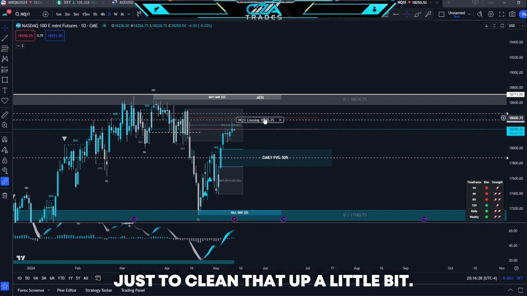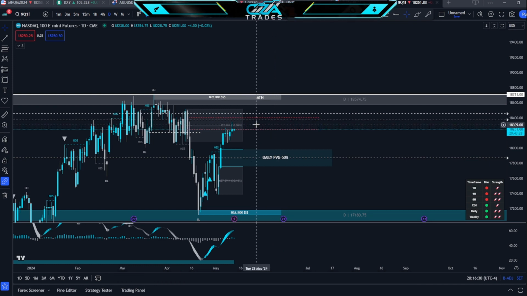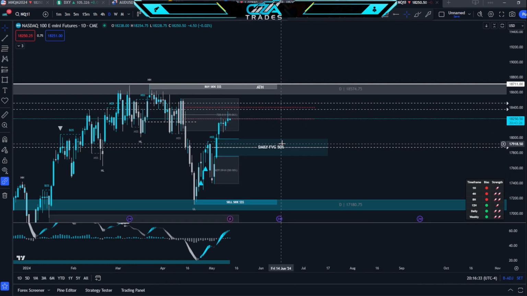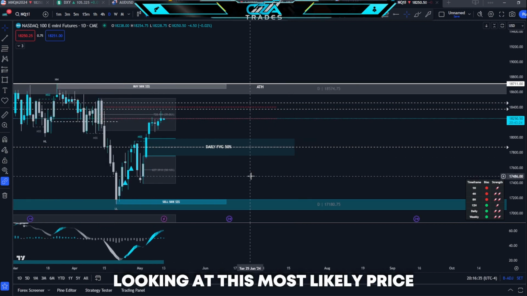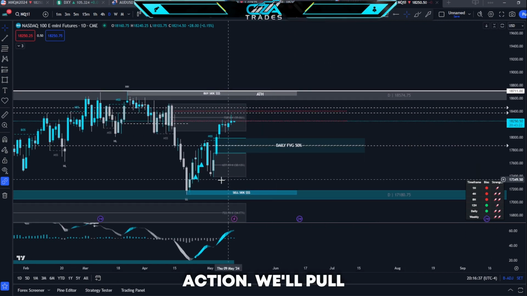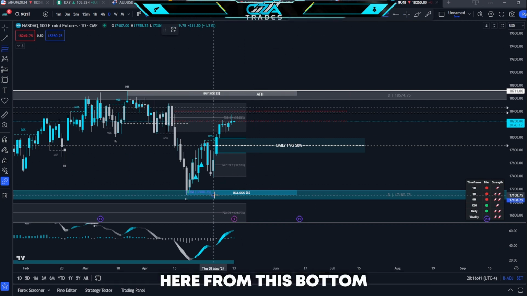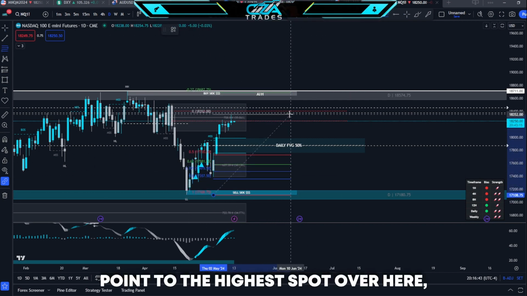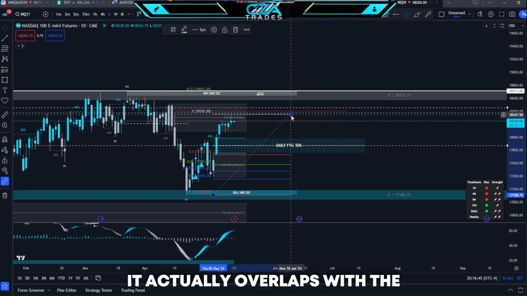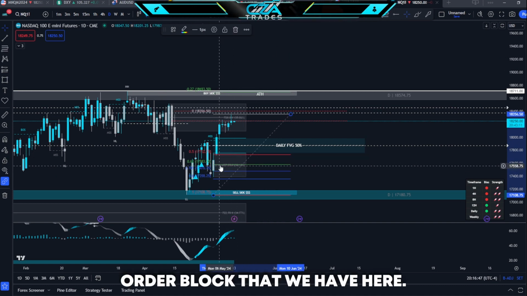Just to clean that up a little bit. Right? So on the daily, we're looking at this. Most likely price action will pull back into this area here. If we pull out the fibs as well from here, from this bottom point to the highest spot over here, we're going to see that it actually overlaps with the order block that we have here.